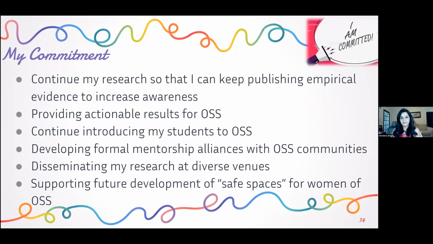So these are some of the action items for communities that they can implement. From my side, here are some of the things that I am committed to in this work. I'm committed to continuing my research so that I can keep publishing empirical evidence in high-stake journals to increase awareness and documentation of these type of issues, providing actionable results for open source communities.